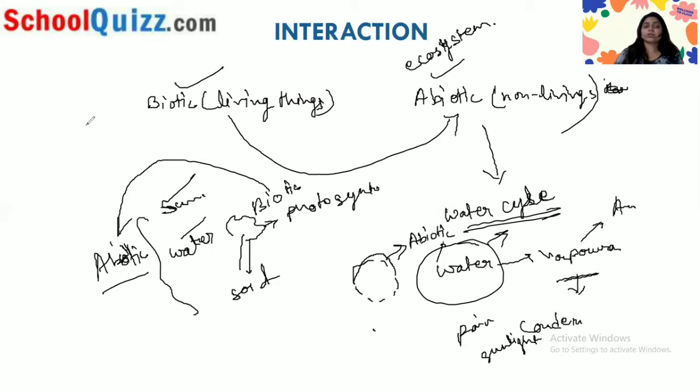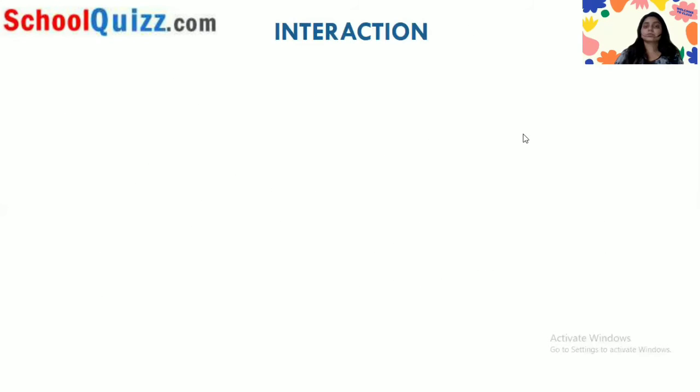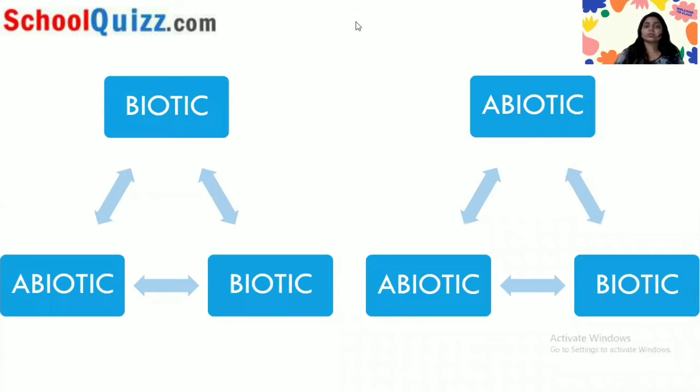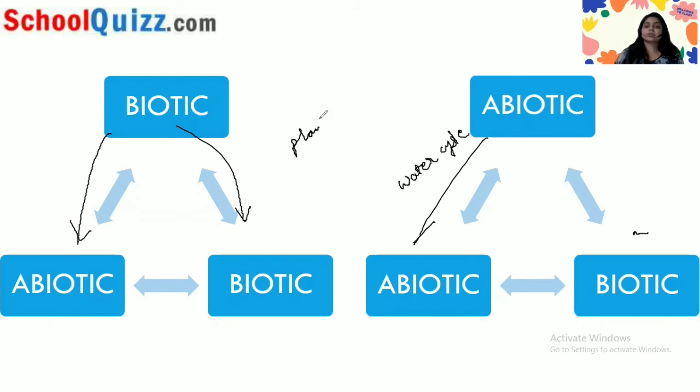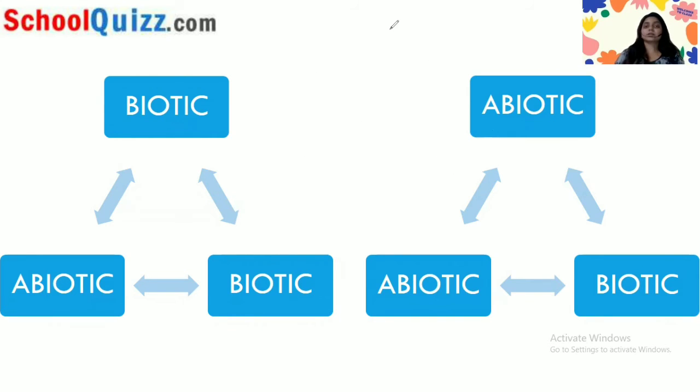So you can see the example like biotic components here. You can see biotic components interact with the abiotic and the abiotic also, and same goes with the abiotic, that abiotic interacts with the abiotic and the biotic. How? Here you can see the abiotic example of the water cycle, and for all those, that is the plant example, okay? So let's move to our topic here.